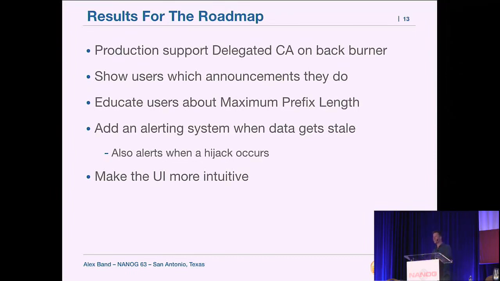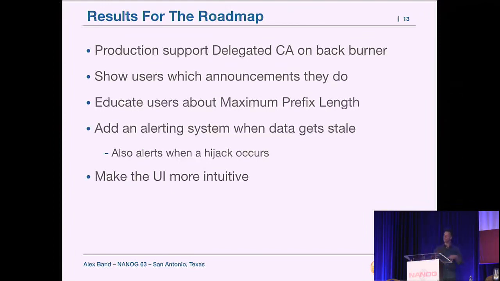And then this whole delegated CA thing, we put it on the back burner because I want more people testing this in pilot before we take it to production. Because otherwise, it's going to be a little bit pointless. And maybe we should show people which announcements they do. That would be fun. And then educate people about the maximum prefix length, how that is important. You actually need to fill it in and be really careful about it. And we were like, you know what? Let's also add an alerting system.